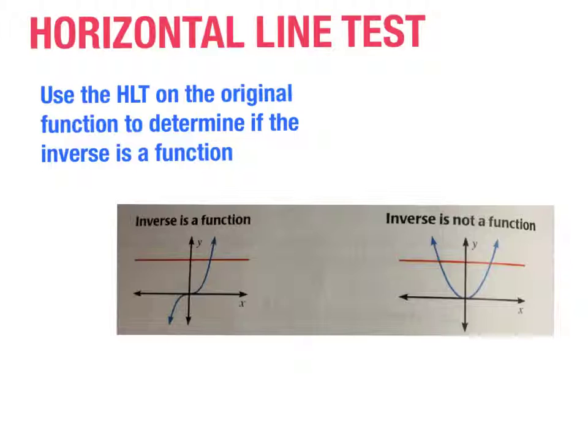So this is a function, and its inverse is a function because the horizontal line doesn't hit it more than once. Here, this is x squared. This is a function, but its inverse is not a function because the horizontal line test hits the graph twice.